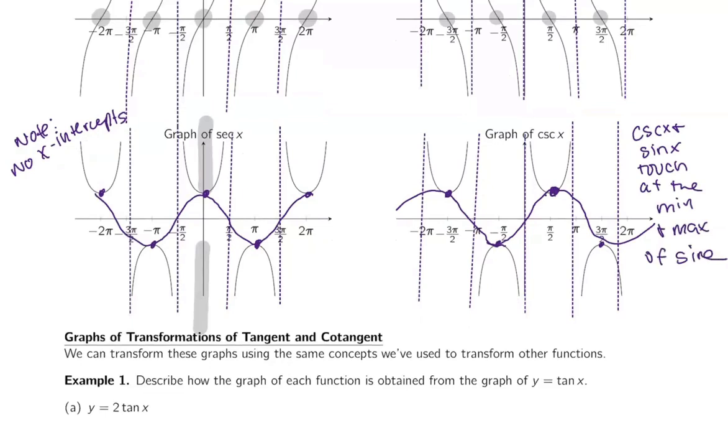Okay, and likewise, secant and cosine touch at the mins and maxes. And I just remember that secant and cosine, they go together, they're reciprocals, and cosecant and sine, they go together, they're reciprocals. So that's kind of a memory trick for that as well that I think is really helpful.